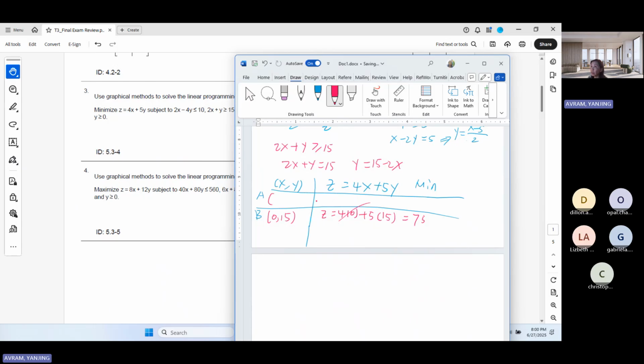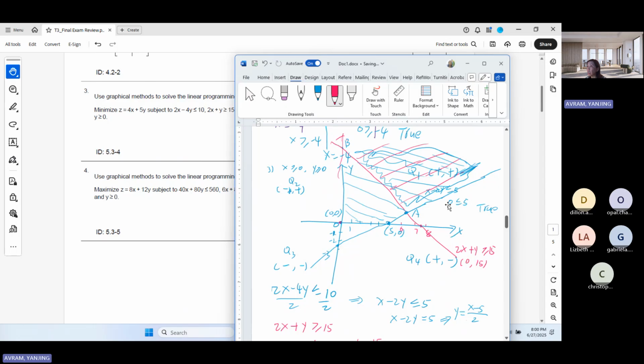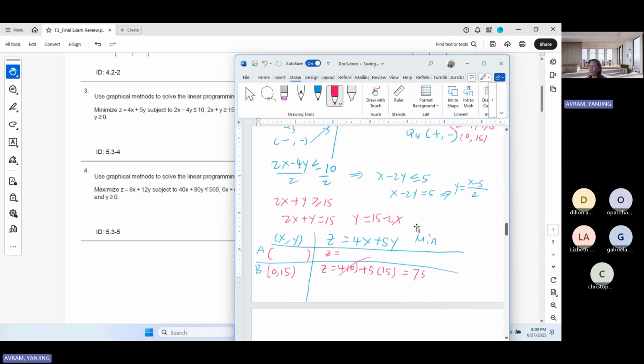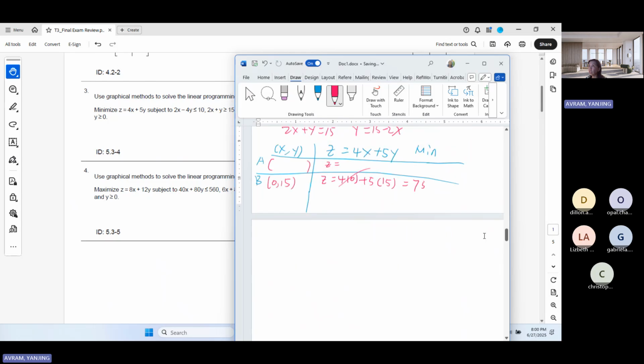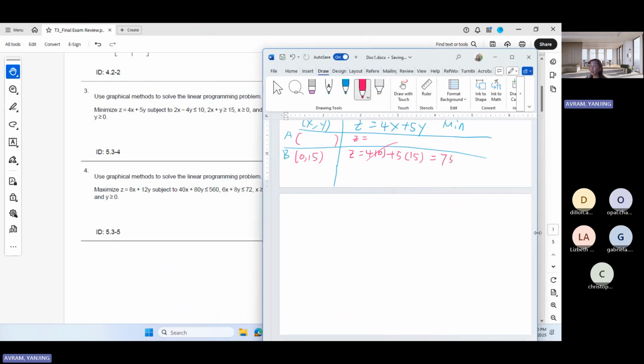And I need to find A so I can find its z. So how do I find my A here? A is the intersection of these two lines. You can use a matrix to solve it if you want, actually. We have an equation. This equation here will be 2x minus 4y equal to 10.